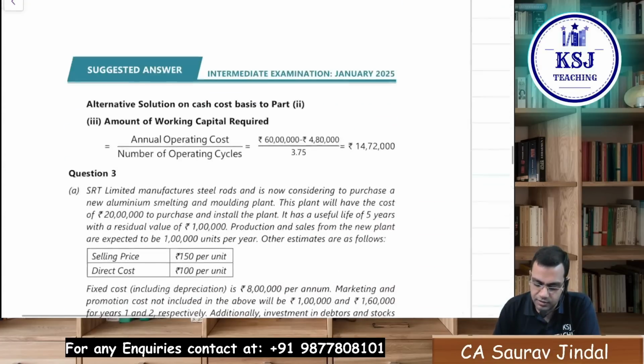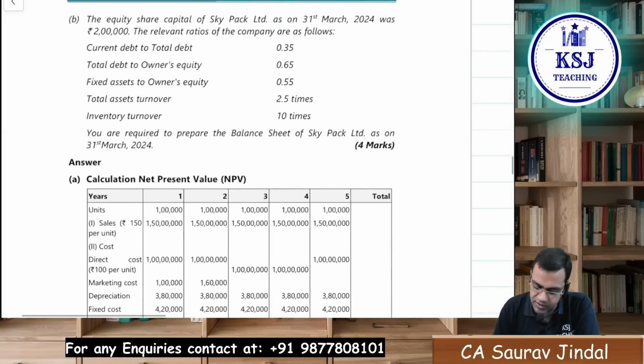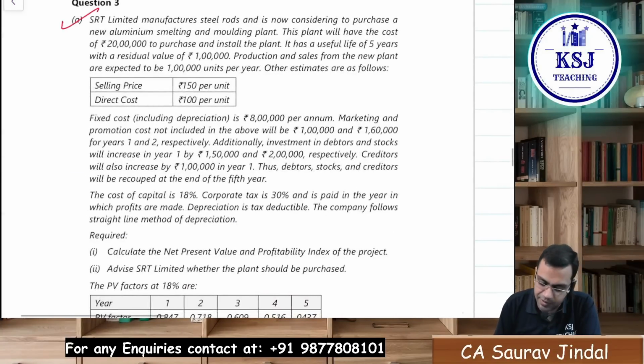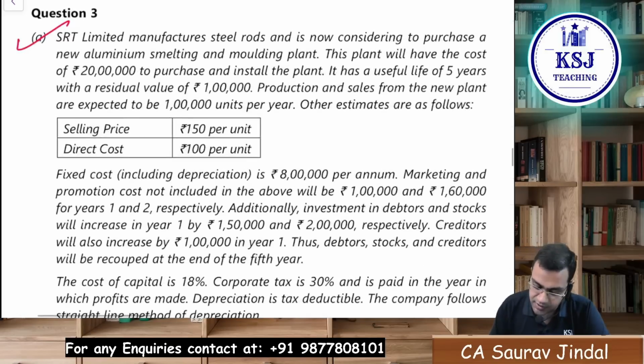Question number 3. Investment decisions. Let's come to question number 3. Capital budgeting. SRT Limited manufactures the steel rods and is now considering to purchase a new aluminium smelting and molding plant. This plant will have the cost of 20 lakhs to purchase and install, having a useful life of 5 years with a residual value of 1 lakh rupees.